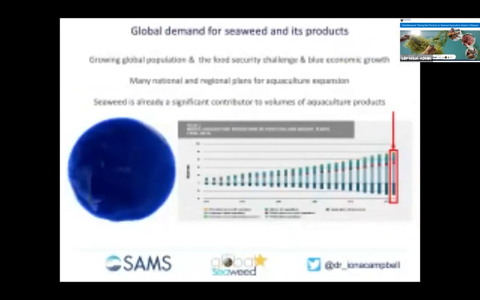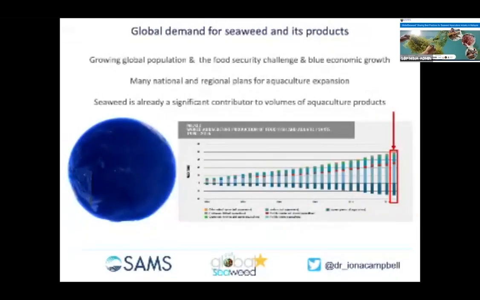With the growing global population and the future food security challenge, and a desire for many countries to develop blue economic growth, there are many national and regional plans worldwide for aquaculture expansion. And seaweed is already a significant contributor in volumes of aquaculture products globally.